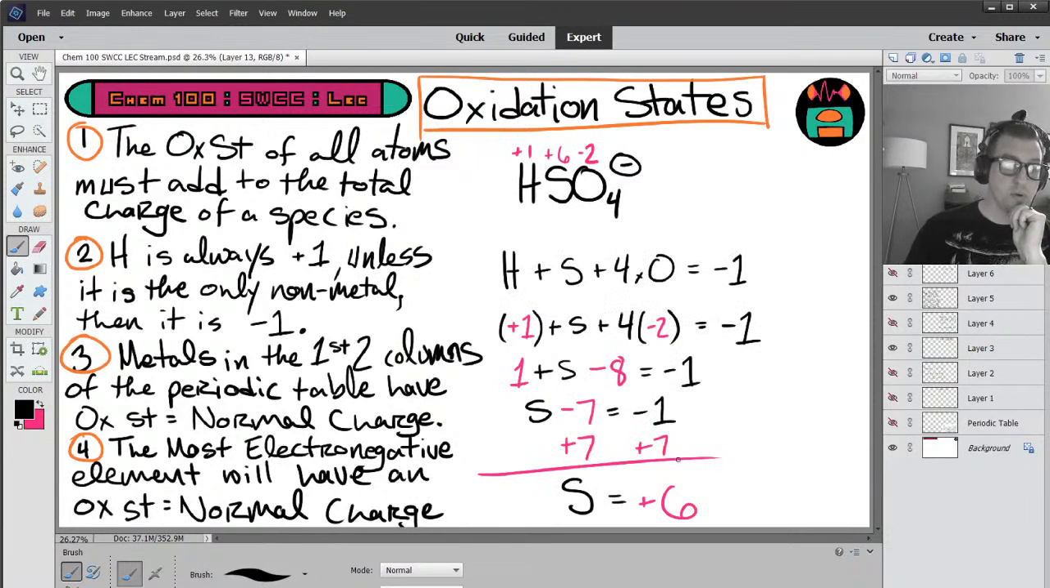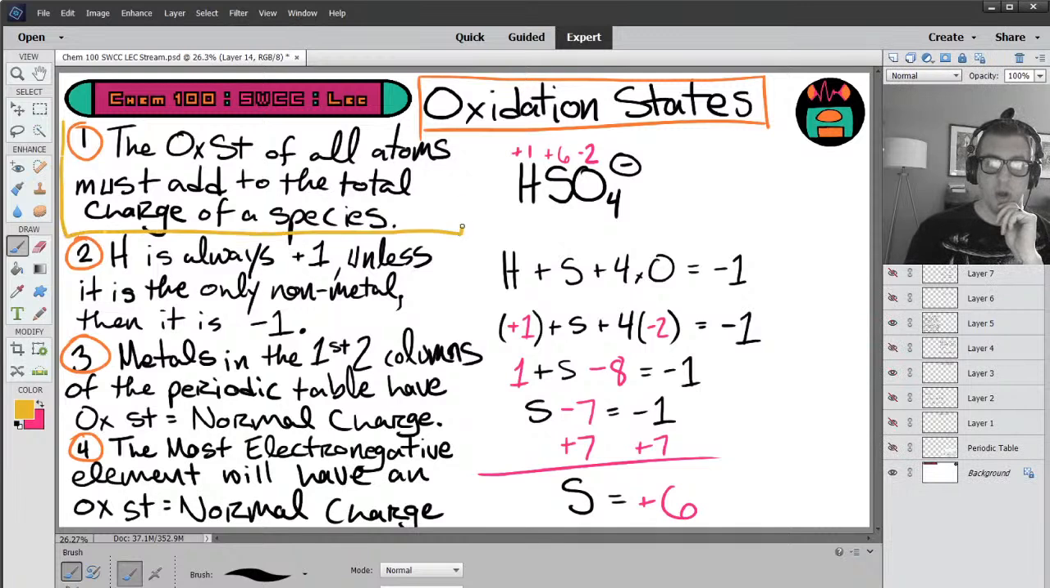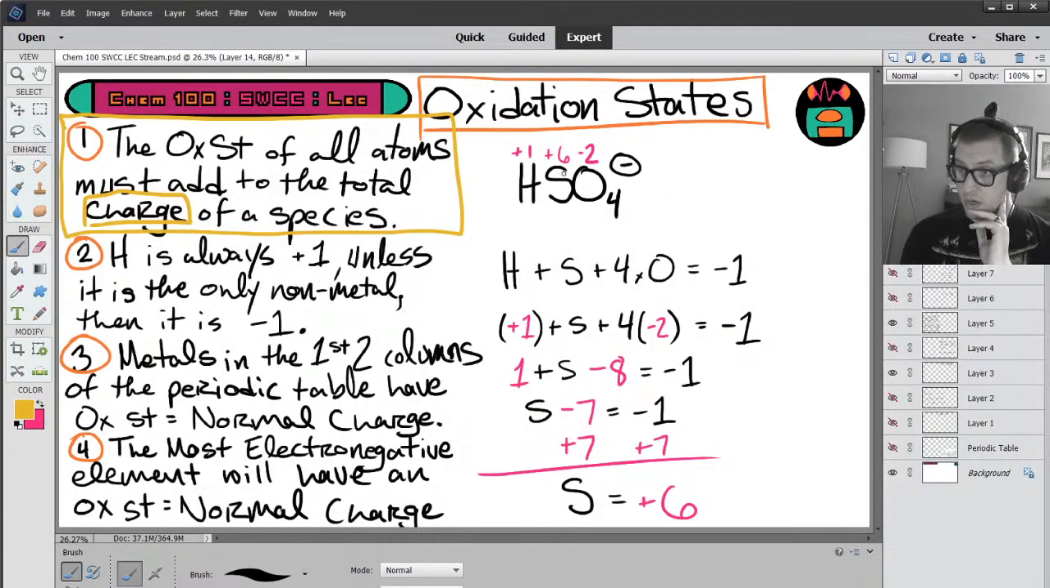Carolina, that is a great question. Right, this is the first time. So remember, rule number 1. Let me open a new slide. Rule number 1 states that all of the oxidation states have to add to the charge of the species. And here, for this molecule, we have hydrogen, sulfur, and 4 oxygen. All those oxidation states have to add to the charge. Now, all the other species that we did had a charge of 0, but this is an ion, so it actually has a charge of -1. That's why we set it to -1.